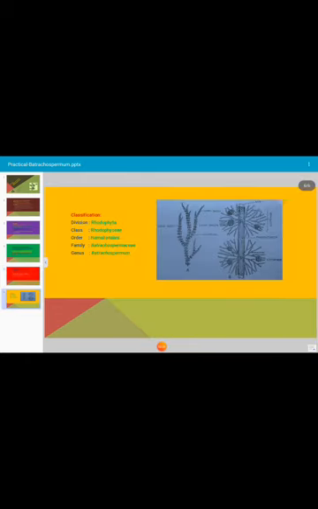This is the photograph of Batrachospermum, and to the left side is its classification. The division is Rhodophyta, class is Rhodophyceae, order Nemaliales, family Batrachospermaceae, and the genus is Batrachospermum. This is all about the practical of Batrachospermum.